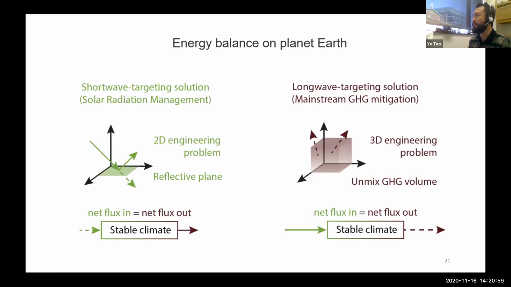Conceptually, these two approaches lead to very different engineering outcomes. So in the traditional approach to greenhouse gas emission mitigation, we are asking to filter the entire atmosphere, plus the ocean. That's an obligate 3-dimensional engineering challenge. If we were to just simply intercept some of the incoming light and send that back by reflection, it's a 2-dimensional engineering challenge.